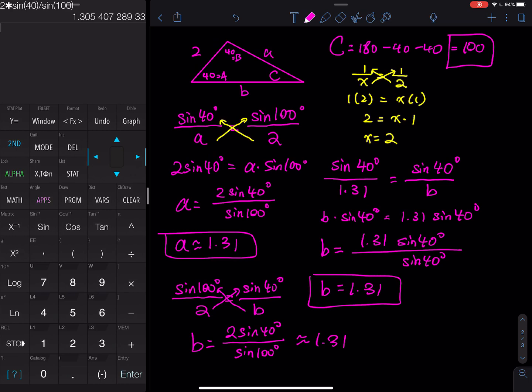So in case you don't trust me, let's prove this using my calculator. So 2 times sine of 40 degrees, and then divided by sine of 100 degrees. So that equals around 1.31. So that is another way to find b. So this is a basic introduction. In the next video, I will show you a more complicated example.